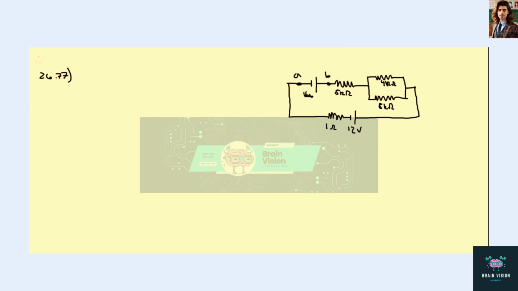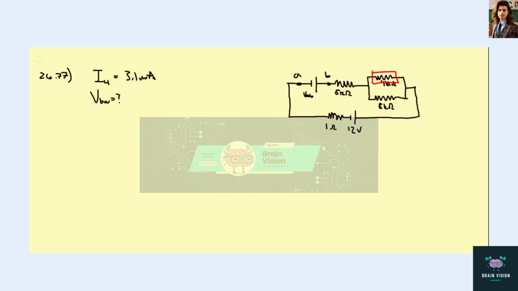Okay, so we're doing chapter 26, problem 77. It says the current through the 4 kilo ohm resistor, which is this one, you can't read my handwriting very well, is given as, let me write, I of the 4 kilo ohm resistor is given by 3.1 milliamps. And it asks, what is the terminal voltage VBA?